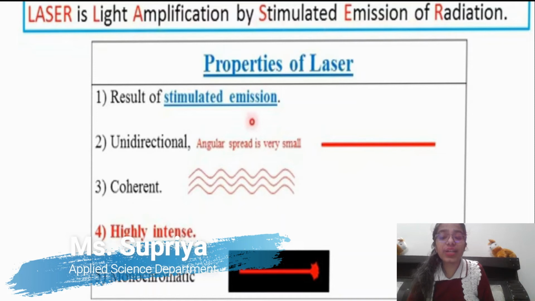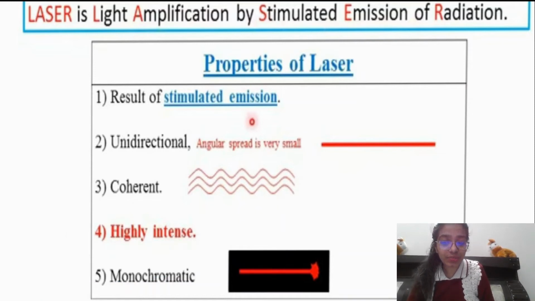Next, it is unidirectional, so it travels along a single direction, and the angular spread is very small, so the divergence is also very small. It can travel a very long distance in a single direction.